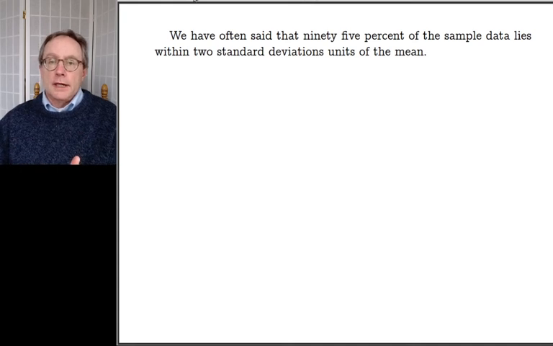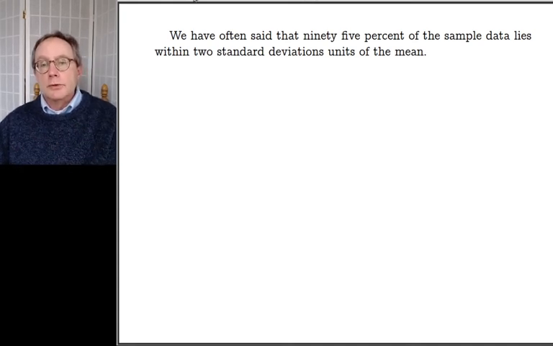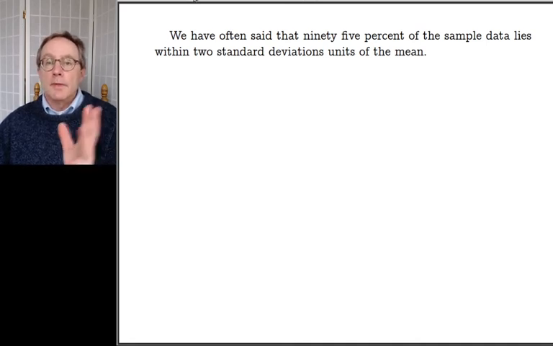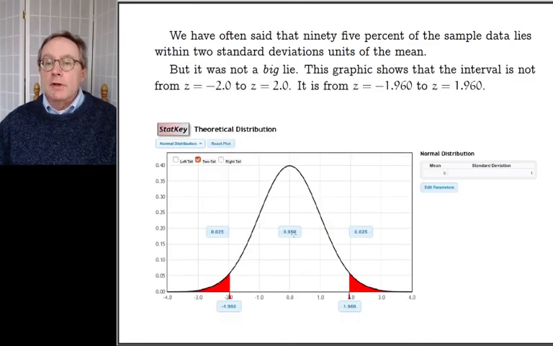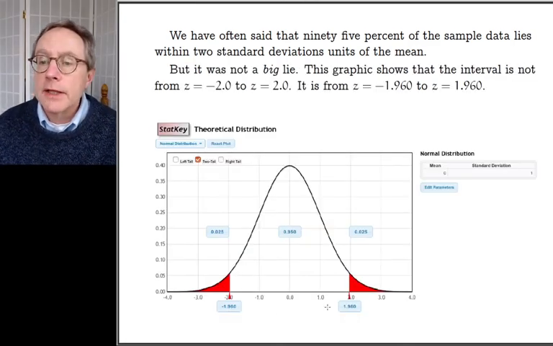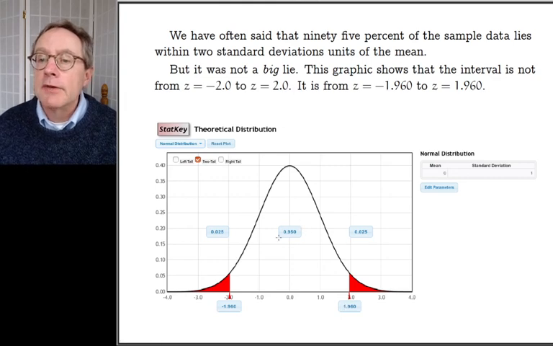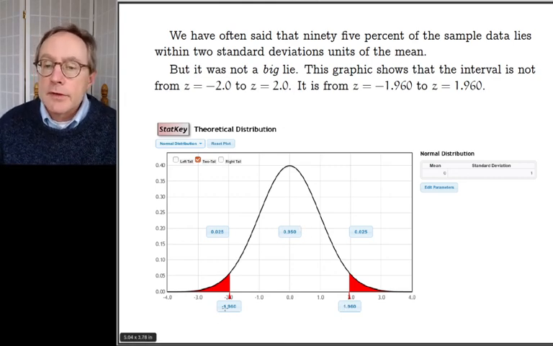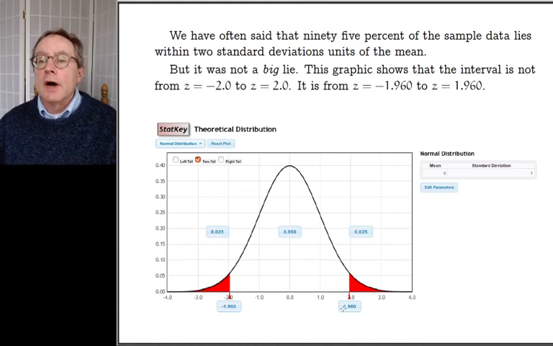We've often said in class, when we're doing chapter 3, that 95% of the sample data lies within 2 standard deviation units of the mean. And that was a little bit of a white lie. In fact, if you look for what do you have to set the z to in order to get 95, you actually don't set it to 2 and minus 2. You set it to 1.960 and minus 1.960, and that'll give you 95.